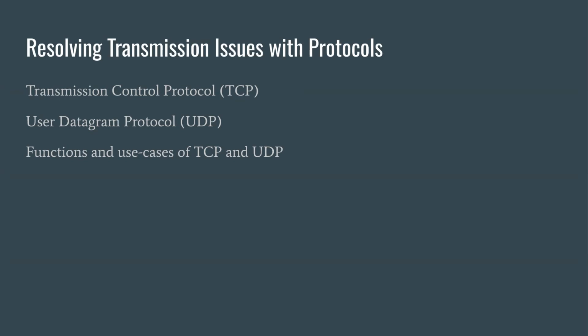So, resolving transmission issues with protocols. To address these transmission issues, there are additional protocols within IP packets. TCP, or Transmission Control Protocol, ensures data arrives correctly and in order. So TCP would be ideal for sending text or image files. UDP, or User Datagram Protocol, is used where some data loss is acceptable, like in voice calls or live streaming. These protocols work within the payload of IP packets to ensure reliable data transmission.